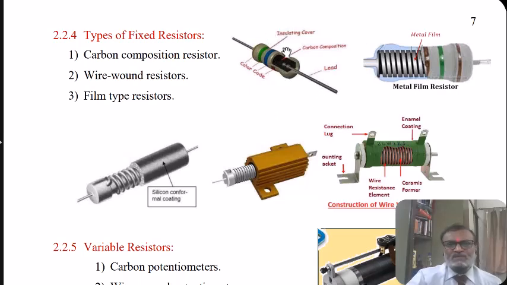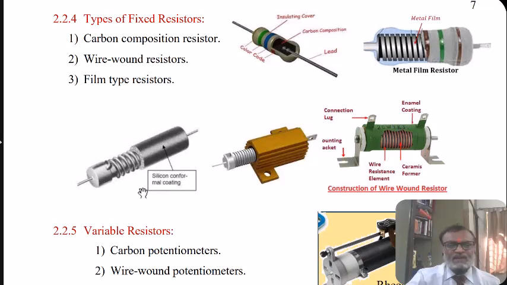Here the carbon composition resistance consists of carbon composition material to provide the resistance, and it is coated with an insulating material so that it will be protected from the electrical short circuit. Whereas metal film resistors use the film of metal, that is a strip of metal wound on the former to provide the resistance. It is also enclosed in a protective jacket called the body of the resistor.